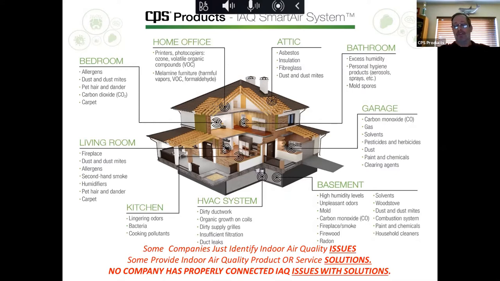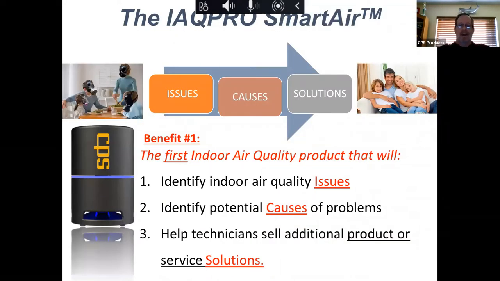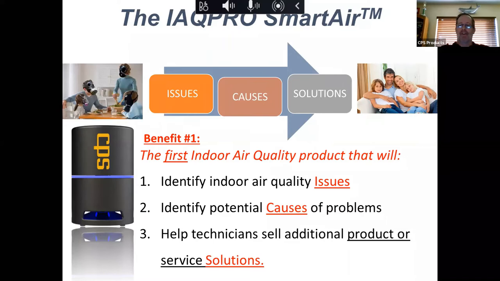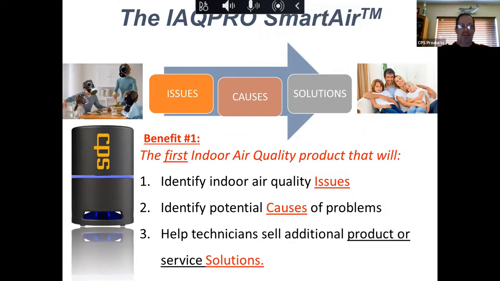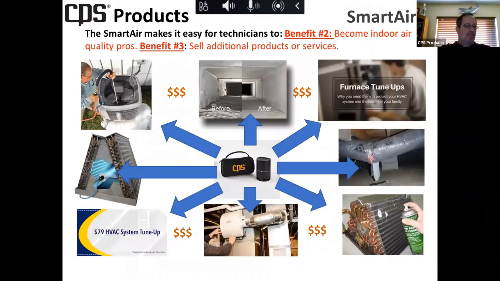Some offer solutions. This actually connects all three of the parts together: identifying indoor air quality issues, identifying potential causes of those problems, and helping technicians offer products and service solutions to help rectify what's going on in the home. By taking what you can't see and putting it into pictures, graphs, and numerical data, you can help show homeowners dirty ductwork or leaking ductwork in the attic, mold on coils, condenser problems, things like that.